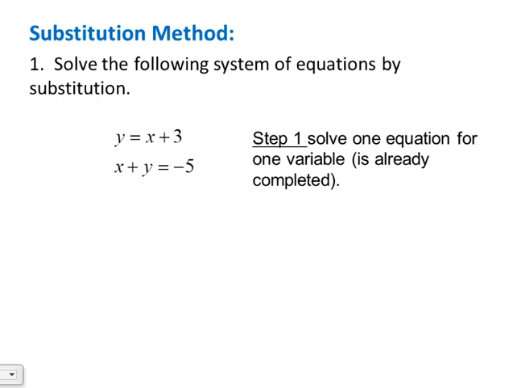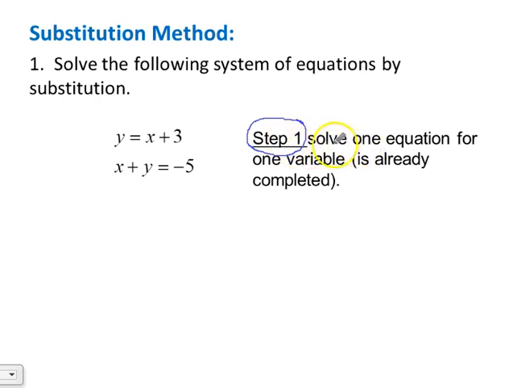All right. So another method that we can use in addition to graphing is substitution. Last week we learned about graphing. Now we're going to learn about the substitution method. To use the substitution method, step 1 is to solve one equation for one variable. So we want to get one variable solved for in one of our equations. Look at our system of equations here. We've got y equals x plus 3, and x plus y equals negative 5.